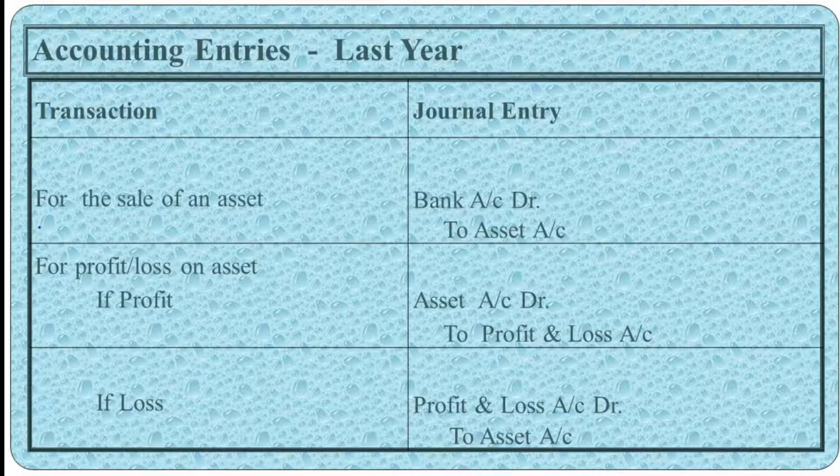After recording all the above entries, if asset account shows any balance, it is transferred to profit and loss account. If it is profit, then asset account is debited and profit and loss account is credited with the amount of profit. That is, entry for profit is asset account debit to profit and loss account. If asset account shows loss, then profit and loss account is debited and asset account is credited with the amount of loss. That is, entry for loss is profit and loss account debit to asset account.